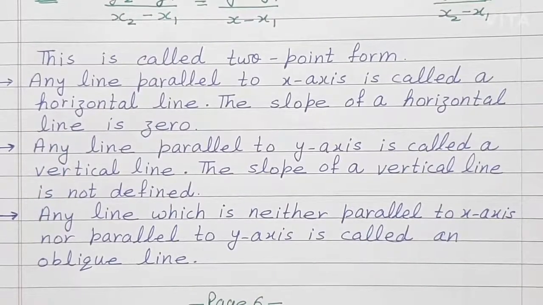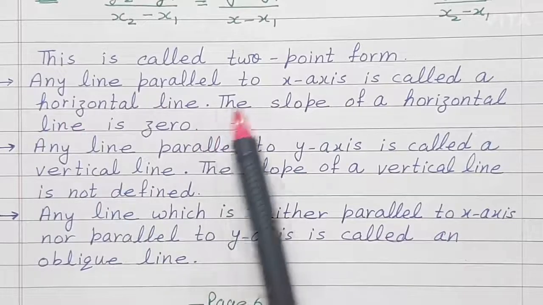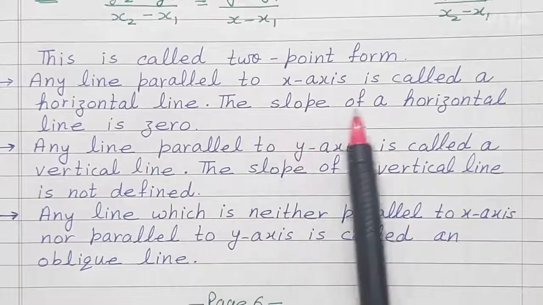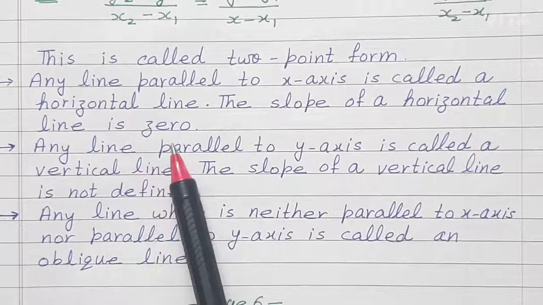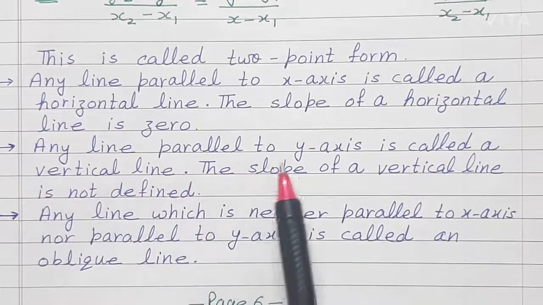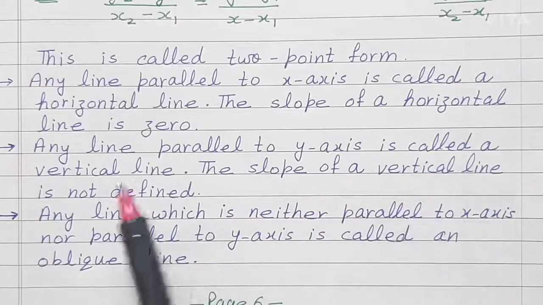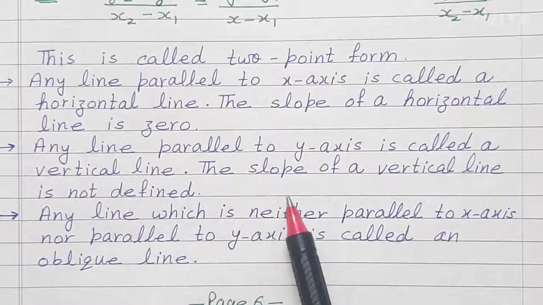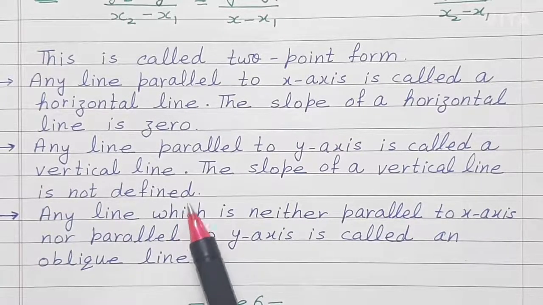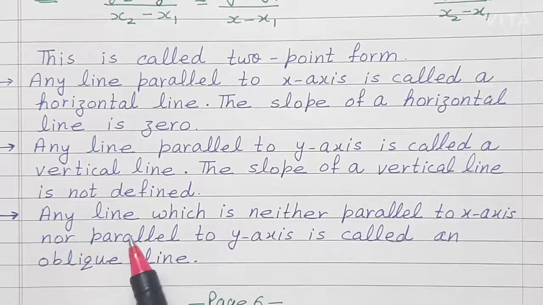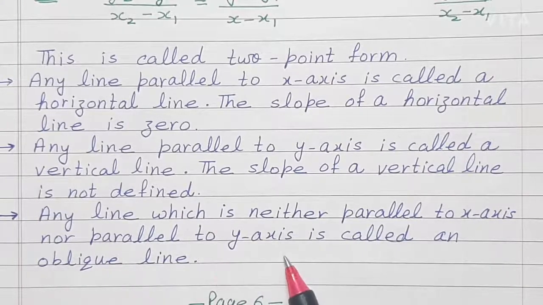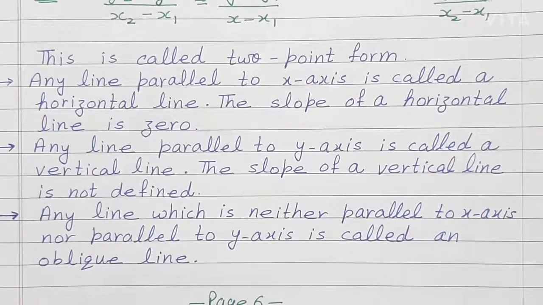Now let's revise one more thing. Any line parallel to the x-axis is called a horizontal line. The slope of a horizontal line is 0. Second, any line parallel to the y-axis is called a vertical line. The slope of a vertical line is not defined, that is infinity. Any line which is neither parallel to the x-axis nor parallel to the y-axis is called an oblique line. Clear?